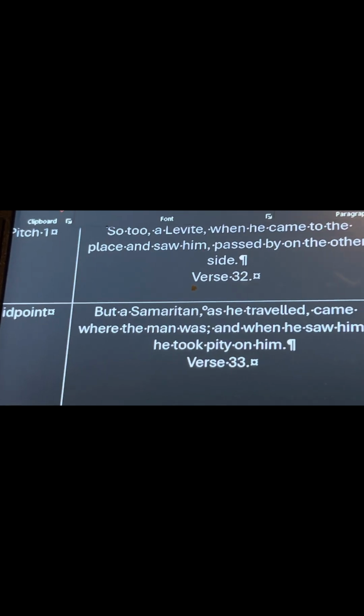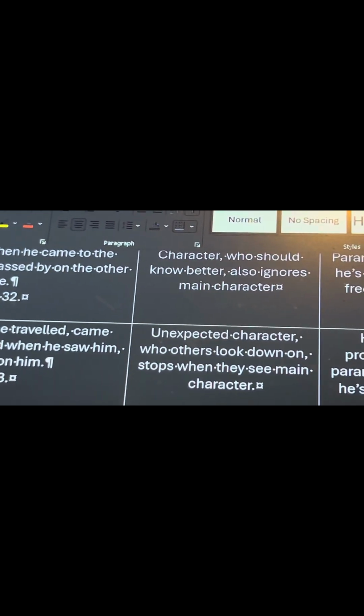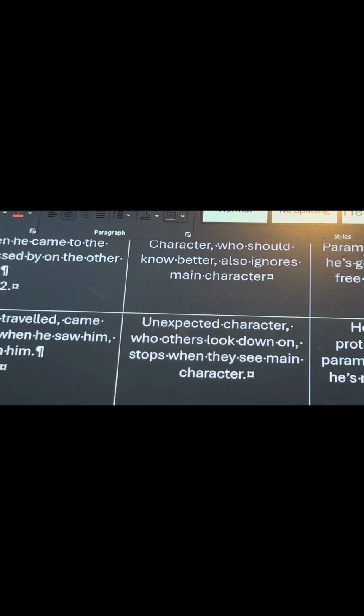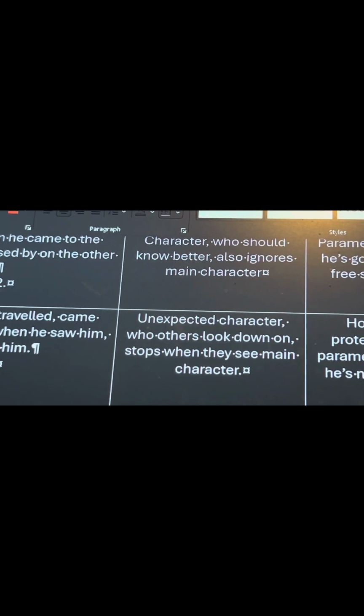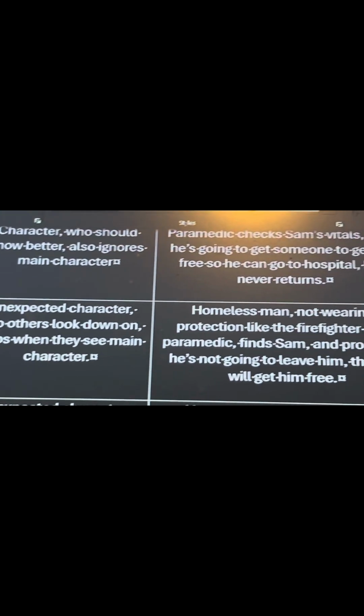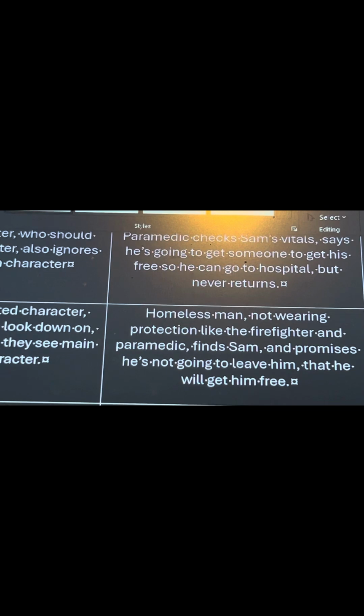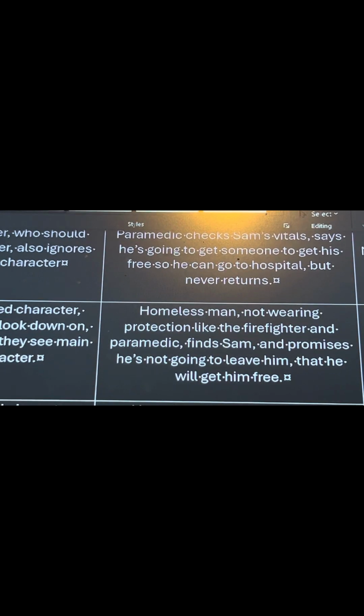So, and then midpoint, Samaritan comes and takes pity on him. So, unexpected character who others look down on stops to help main character. Homeless man, not wearing any protection like the firefighter and paramedic, finds Sam and promises he's not going to leave him, that he will get him free.